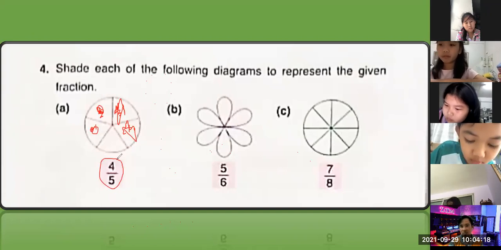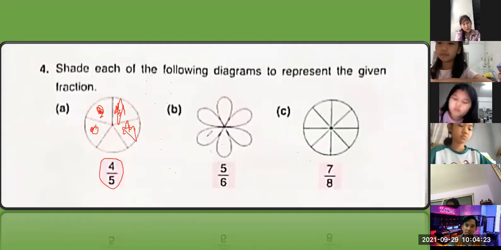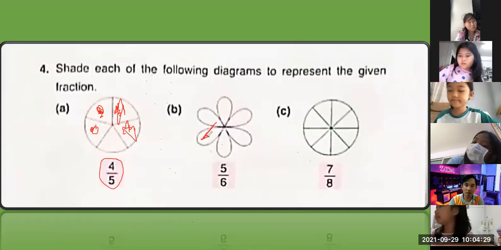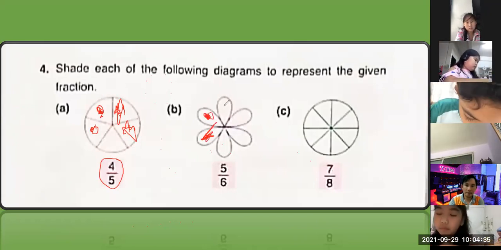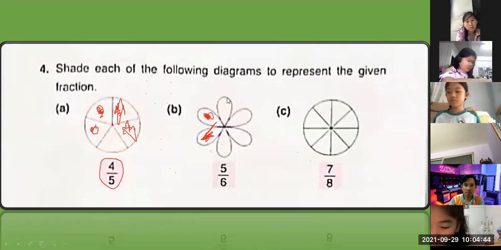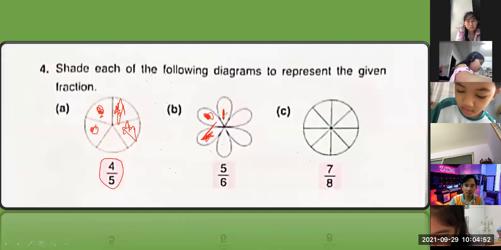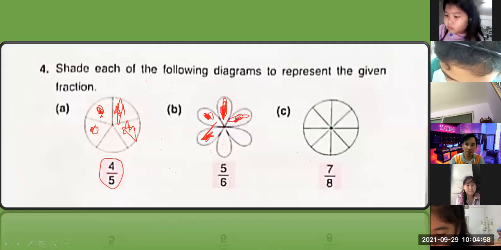Letter B. 5/6. So shade 5 parts. Color this one. Color this one, and also this one. Color the 5 parts.